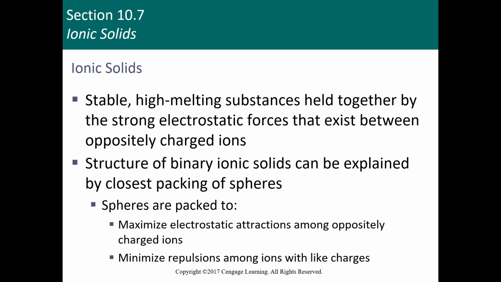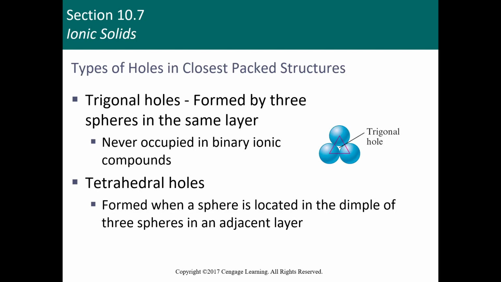Another way of thinking of this is, yes, the plus wants to be next to the negative, but there's going to be another plus on the other side. It can't get too close to that. And so that is going to determine your structures. The types of holes in the closest packed structures are going to be these right here. Here we have a trigonal hole. This can be formed by 3 spheres in the same layer. It's never occupied in binary ionic compounds. In binary ionic compounds, you never have anything in that hole.